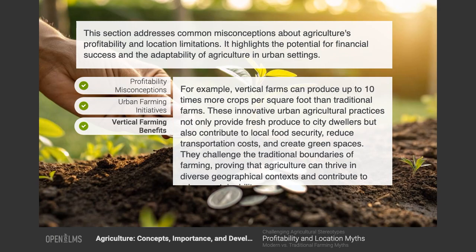These innovative urban agricultural practices not only provide fresh produce to city dwellers, but also contribute to local food security, reduce transportation costs, and create green spaces. They challenge the traditional boundaries of farming, proving that agriculture can thrive in diverse geographical contexts and contribute to urban sustainability.